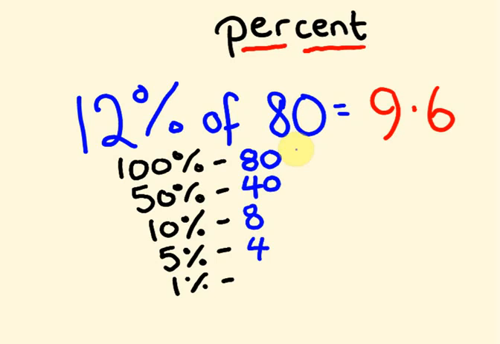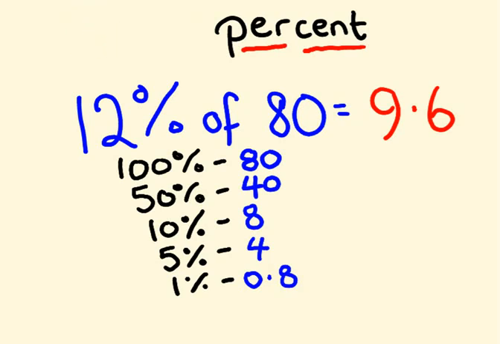Alright, and then we have 1%. Now 1% is 1 part out of 100. And to do this, we divide by 100. We move the decimal place back not once, but 2 times. So we go back 1, 2 times. So 1% here is 0.8. Okay, 1% of 70 is 0.7. 1% of 120, we move it back twice, so 120 would be 1.2. Are you okay with that?